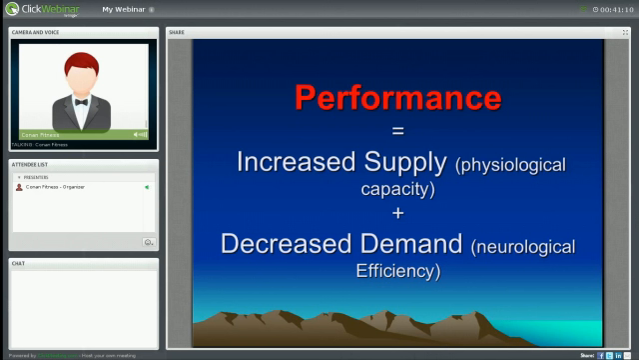On the other side of it, we want decreased demand. Remember I gave the example of the two runners, and the one that's a more avid runner has less demand on energy because they're efficient. And that's generally neurological. Nerves, more a skill-based thing. Yes, muscles as well, but more the nerves.